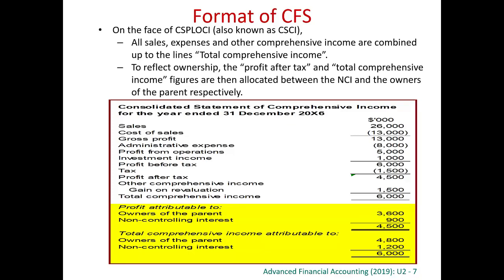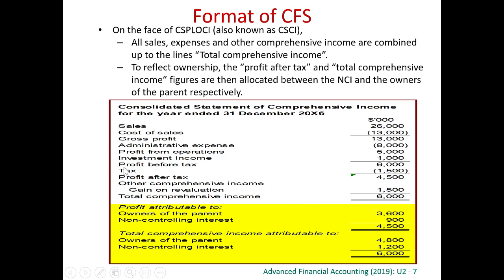This is the format of our consolidated financial statement. On the face of the consolidated statement of profit and loss and other comprehensive income, you can see that for every item, from sales up to the total comprehensive income, we simply add together everything of the parent and everything of the subsidiary. So that's why this sales is 100% of the parent's sales together with 100% of the subsidiary's sales.